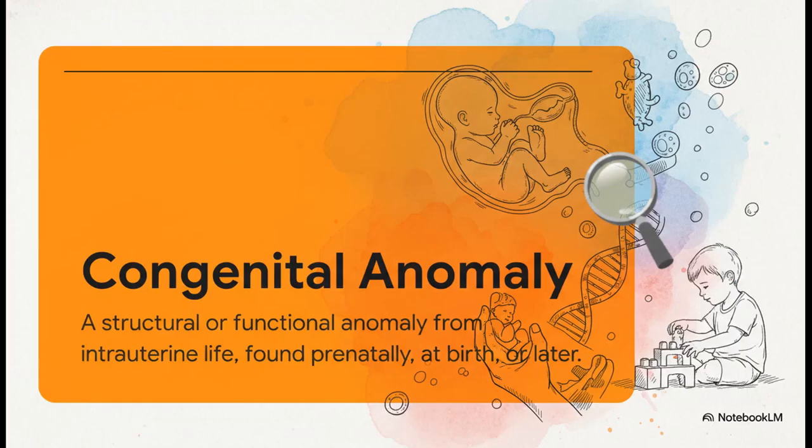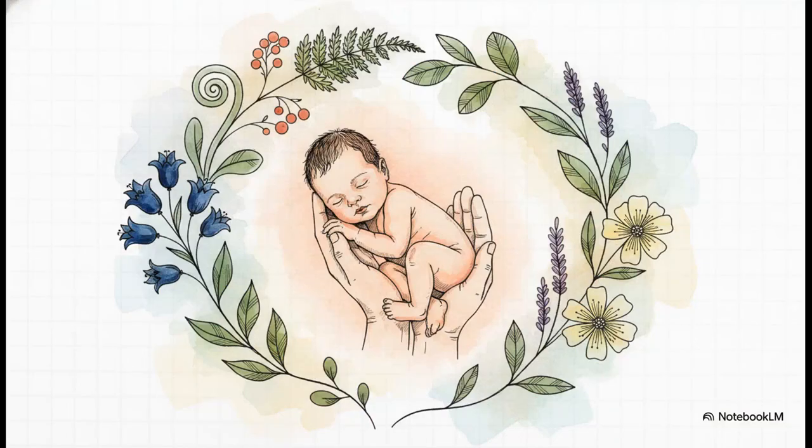Okay, so here's the formal textbook definition. A congenital anomaly is a structural or functional variation that happens while a baby is developing, and it's something that might be identified before birth, right when the baby is born, or sometimes not even until later in life. But let's put that clinical language aside for a minute. In simple terms, what we're really talking about are variations in development that are present from birth. It's really about the incredible diversity of how humans develop.